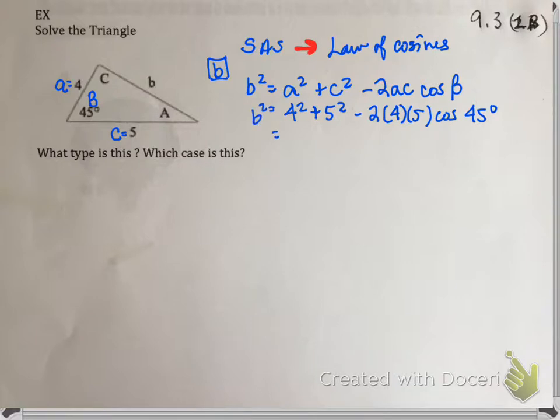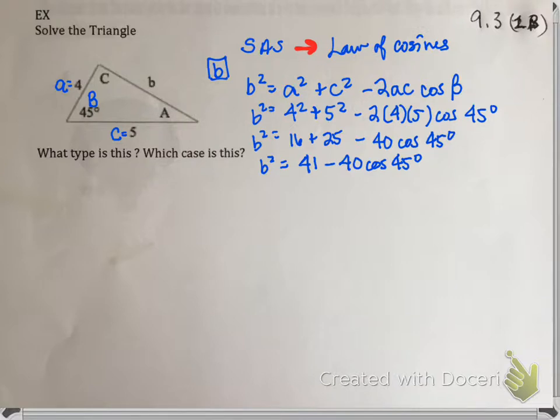Okay, so we do the math. 4 squared is 16, 5 squared is 25, and then 2 times 5 is 10, 10 times 4 is 40, cosine of 45 degrees. And this equals b squared. Okay, I'm going to add 16 and 25 together. That is 41, so I get 41 minus 40 cosine of 45 degrees. By the way, I cannot subtract 41 and 40. The reason why is because that 40 is multiplied by cosine of 45 degrees, so don't do that.